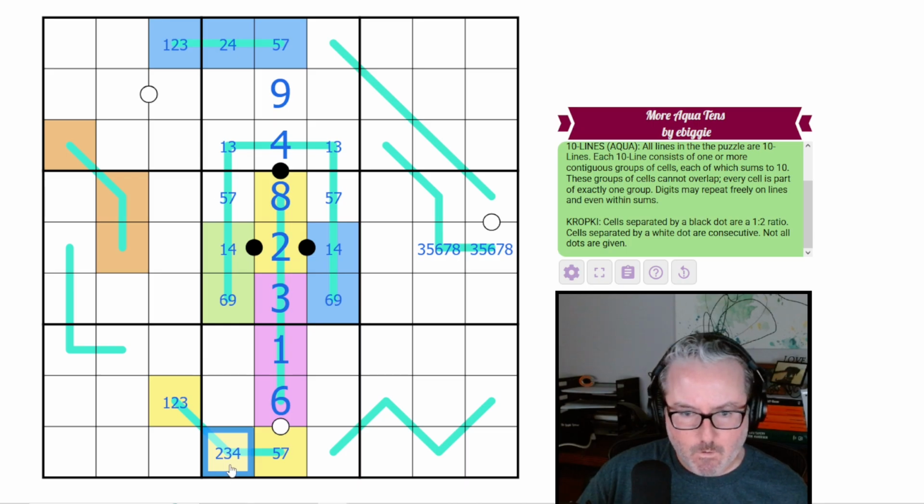4-1-3. Does that work? If this is a 7, it forces a 2 here, because these have to be a 1-2 pair to make 10. If that's 2, that forces 4. That means this is 1, this is 3, this would be 7. I think that all works out. Yeah. Looks like it would.